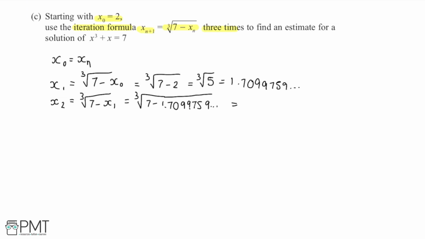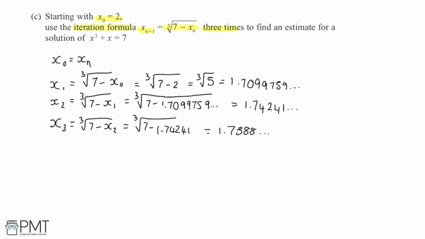And if we find the exact value of this, it will come out with an answer of 1.74241, etc. And then we can use this exact value again, keeping that stored in our calculator, to find x3. So that's using the iteration formula 3 times, finding the cubed root of 7 minus x2, which is this value, 41.